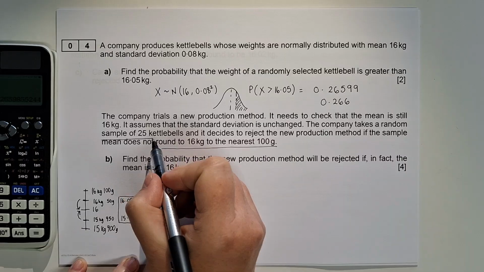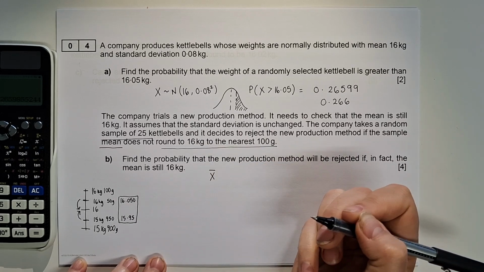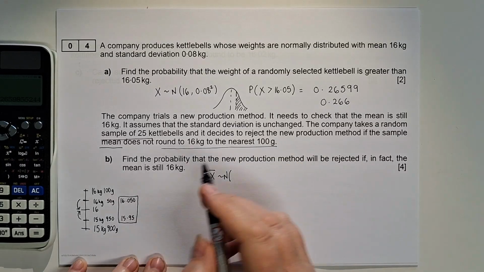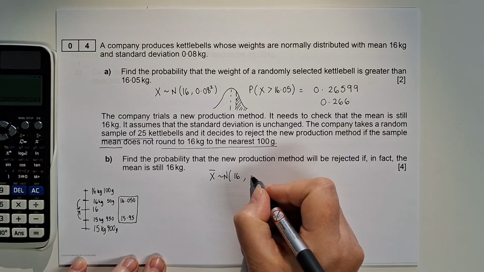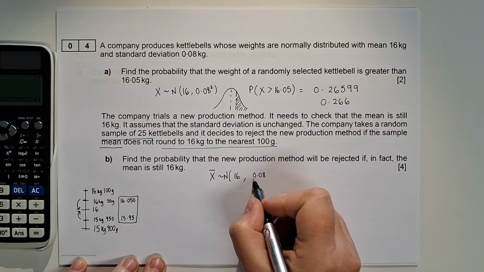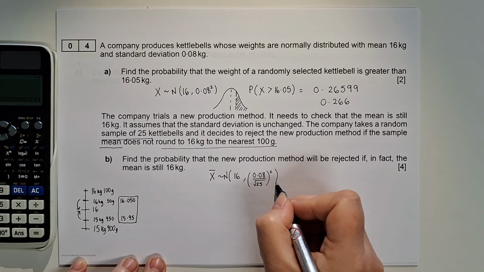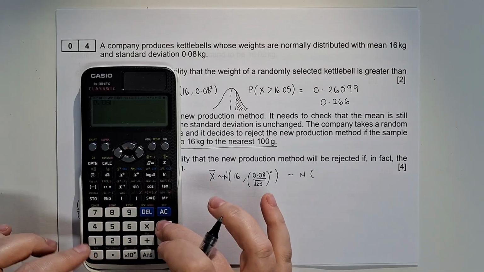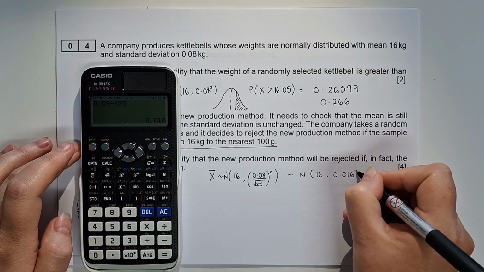We've got a random sample of 25, so we're doing the probability of the mean. So rather than saying X, we're going to say X bar is normally distributed with a mean of 16, because we're checking that the mean is still 16 by working out what the probability of this particular outcome is. The standard deviation changes when we are working out the probability of the mean. It's the old standard deviation divided by the square root of n, which is the number in the sample. So our new standard deviation is 0.08 divided by root 25, which is 0.016. That's our new sigma.